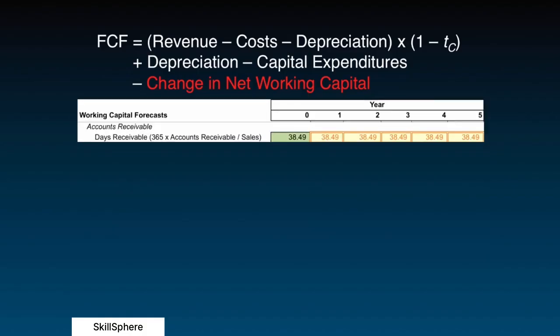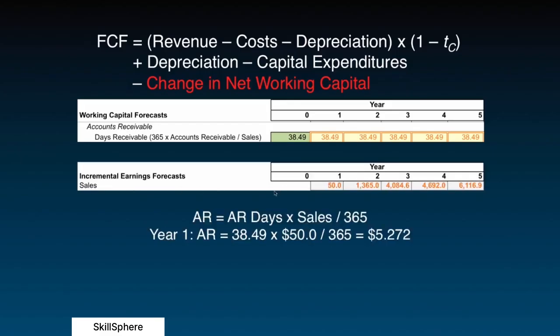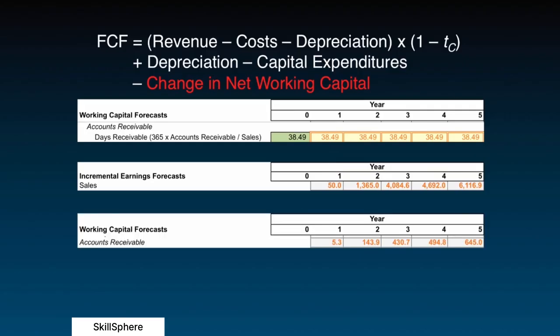Turning to accounts receivable, we've got days receivable assumptions. Those are based on sales, so here's my forecasted sales. When I apply the days receivable to the sales, say for year one, for example, I've got 38.49 days receivable times the $50 million sales forecast divided by 365 days, gets me a projected accounts receivable of a little over $5.2 million at the end of year one. We continue that process for years 2 through 5. And there's our accounts receivable projections.